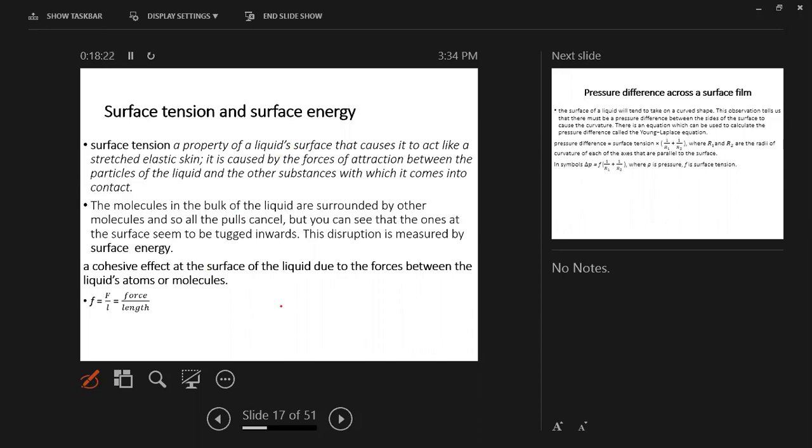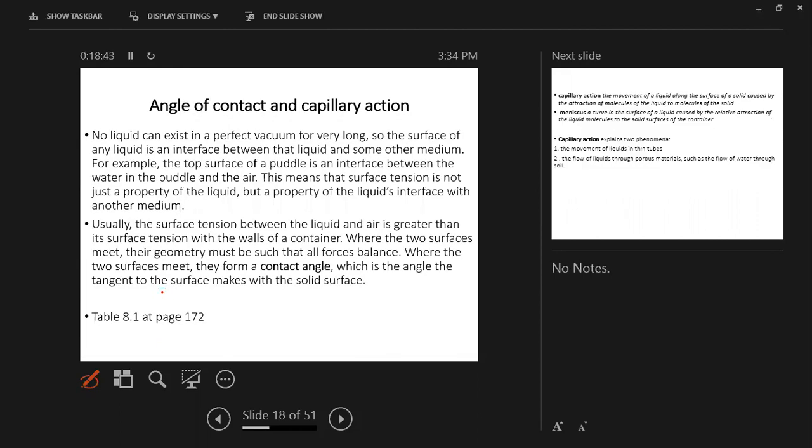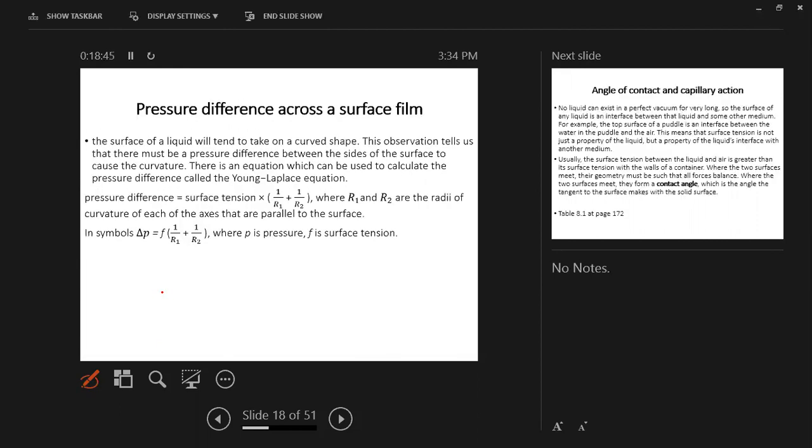To find the force between the liquid's atoms or molecules, we are going to use this formula: force over length is going to give us the force of attraction between the molecules or atoms. Force over length. So we have just two things left to go over, and then I'm going to finish so we can continue tomorrow.